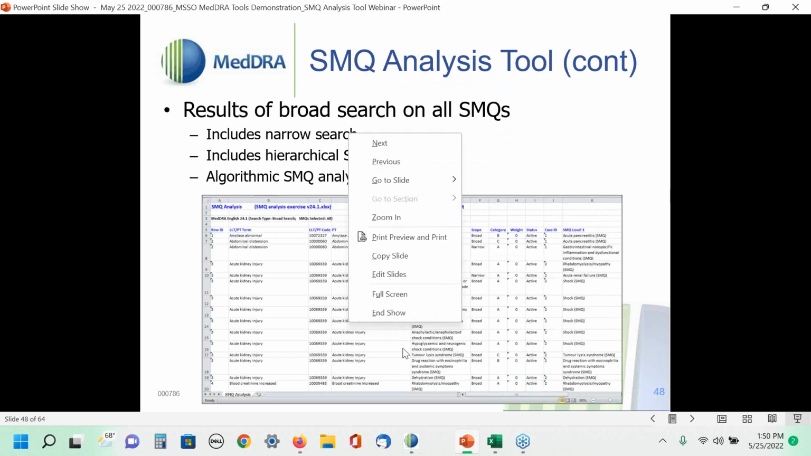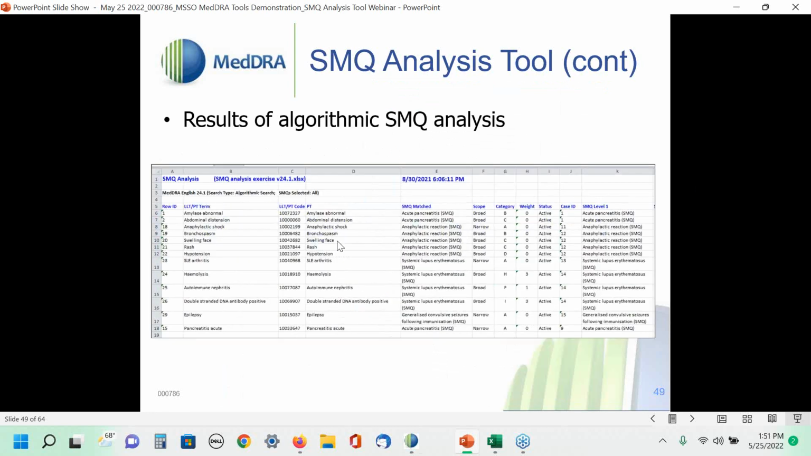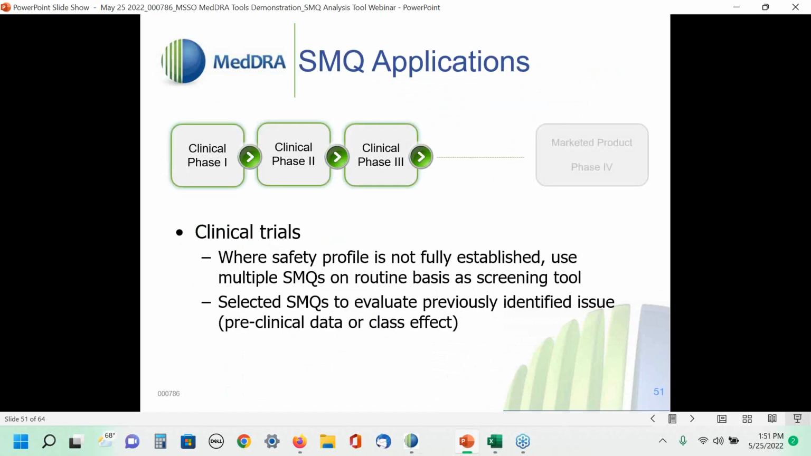I got broad search, which showed me a bunch of things that I was perhaps aware of, not aware of, what certainly the association of my product with what looked like immune-mediated or allergic type problems. And then I went on to the algorithmic where I clearly got a wake-up call if I did not know that my product might be associated with a lupus-like syndrome. So let's then conclude by talking about how we use these things in a practical sense.